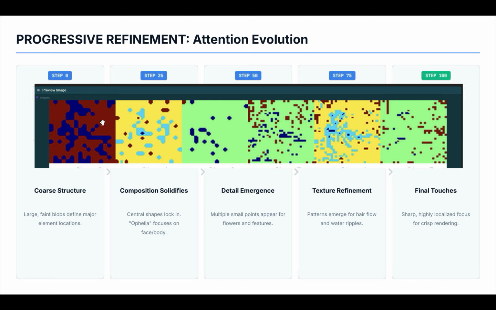So we can see at which positions the map is focusing, the different positions of the image. As we can see, the central shape locks in focus on face and body. So maybe this is the place of the face, body and some regions of hands. Also, we can see the patterns of hair flow and water.